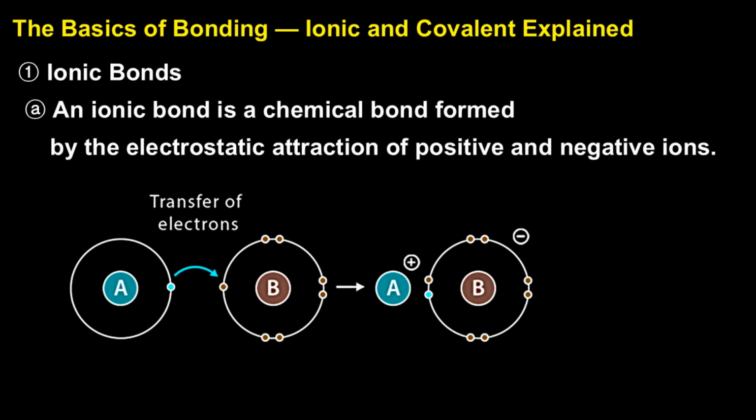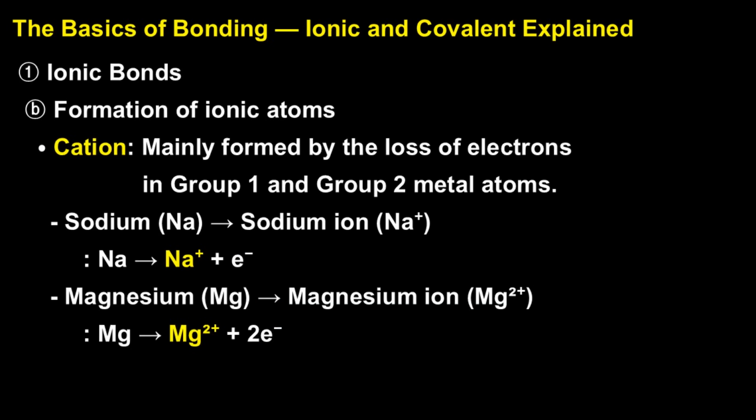The key thing to remember is this: ions form because both atoms are trying to achieve a stable electron configuration, usually by following the octet rule. Then how do ionic atoms actually form? Let's start with cations. A cation is a positively charged ion. That means the atom loses electrons.